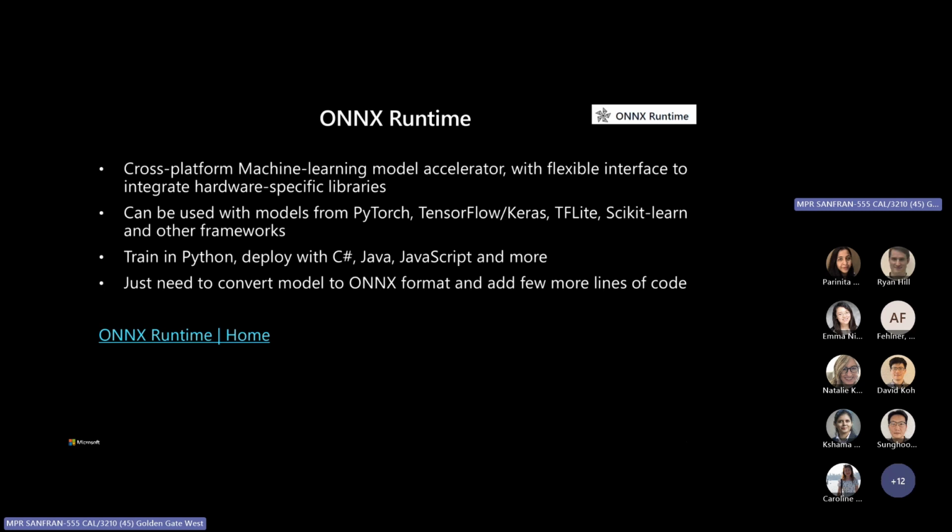ONNX Runtime is a cross-platform machine learning accelerator, which has a very flexible interface to use based on the model you want to train and run inference on. It can be used with multiple frameworks, including PyTorch, TensorFlow, scikit-learn, and much more. You can train in Python and deploy with multiple APIs like C#, Java, and JavaScript. You just need to convert your model to ONNX format, and this can be done with very few lines of code, so it's very easy to start with.